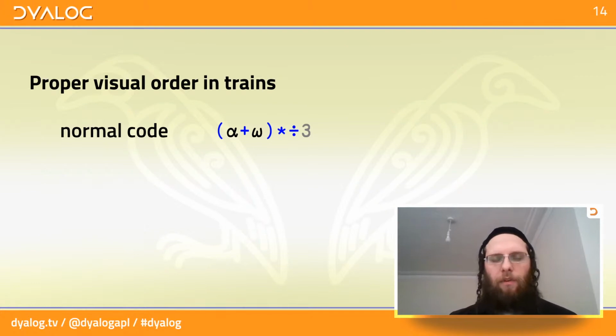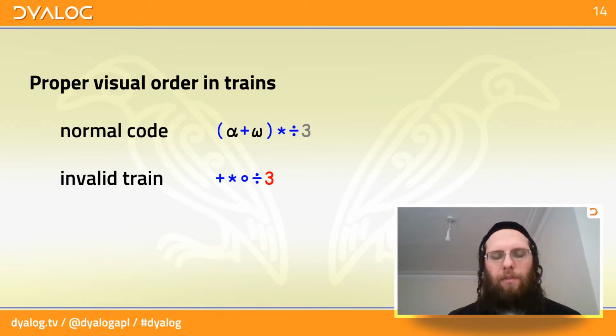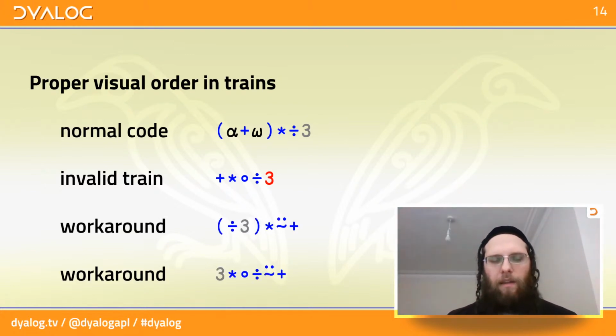Here's a slightly more involved example. Here, instead of raising to the power of 3, we are raising to the power of the reciprocal of 3, or the cube root of the sum. And you would have to compose together the power with the reciprocal if you wanted this to work as a train, but it still wouldn't work because we end up with a constant on the right. And now the workarounds are even worse than before.